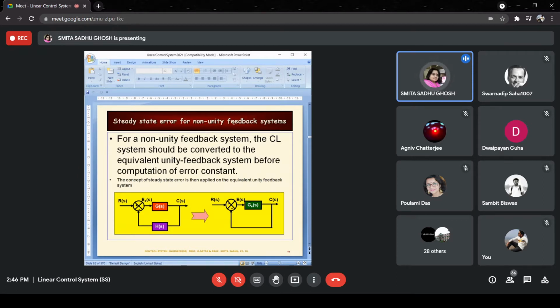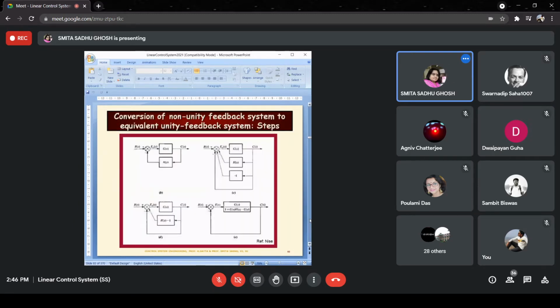So coming back to the non-unity feedback system, first you convert, then of course you can apply the concept directly. Now, this is a slide taken from Norman Nise's book. When we were doing conversion of a non-unity feedback system into an equivalent unity feedback system, we had said that there are several methods, one of which is given in Norman Nise's book. Here, I had verbally tried to describe this method.